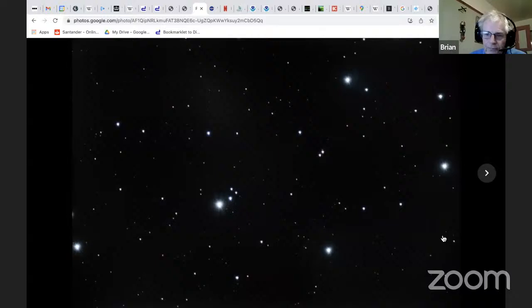And the Pleiades is right beside the moon at the moment. So if you go out when we've finished, just beside the moon, you'll see this star cluster. And this cluster has a problem for us observers.